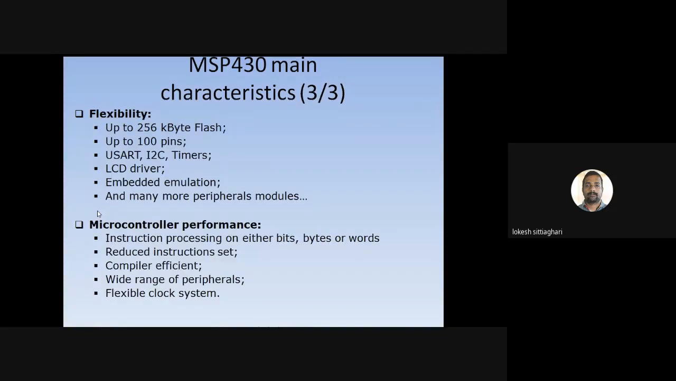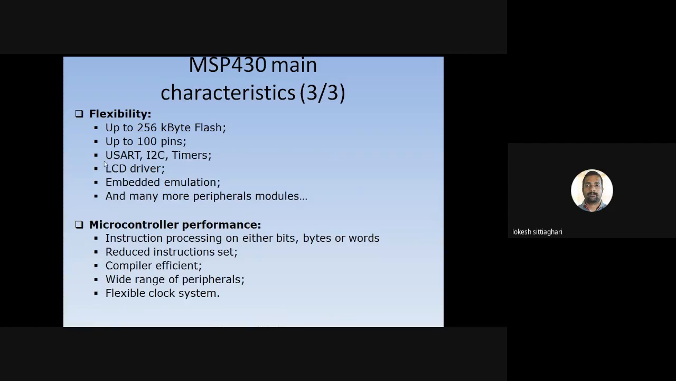Next, it has flexibility. Some versions may have different RAM capacity. It has up to 256 kilobytes of flash, where we can put our data or program and flash it. It has up to 100 pins. Now the MSP 430 G2553 is available in a 16-pin package, which is very few pins, and versions go up to 100 pins.